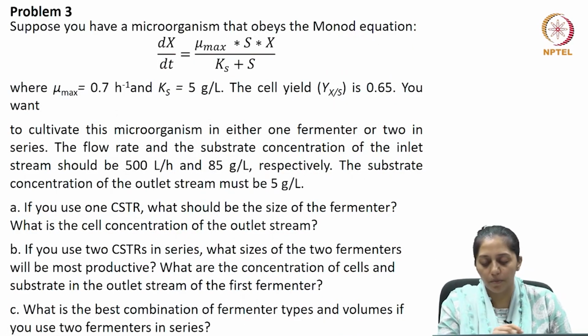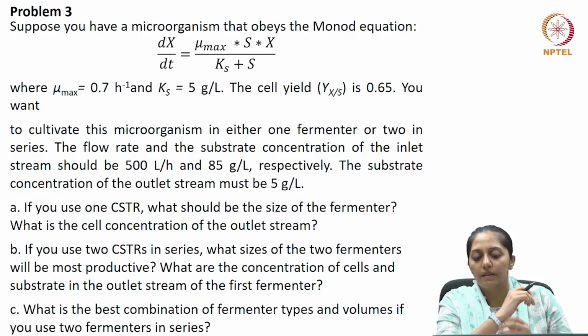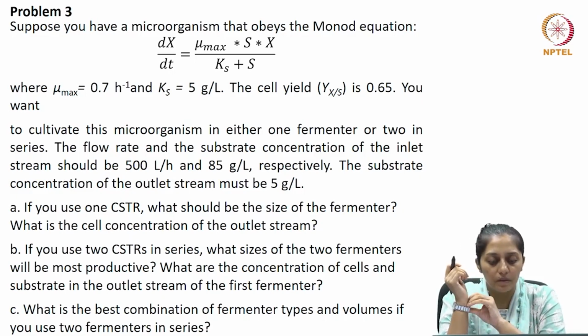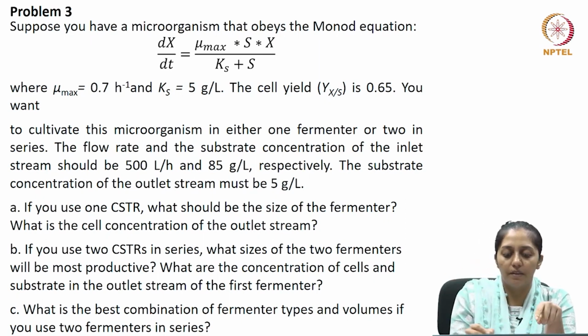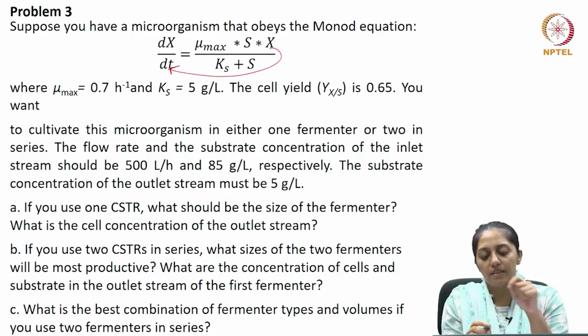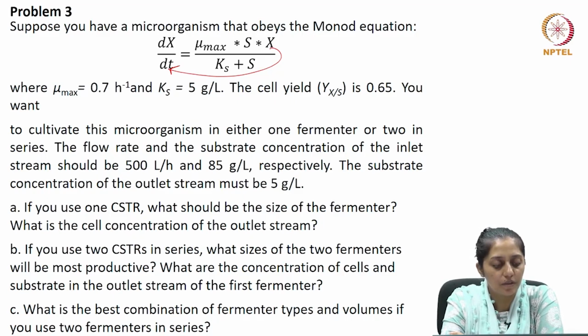Let us see the third problem. Suppose you have a microorganism that obeys the Monod's equation. So, I hope you can understand from where this dx by dt is coming. In turn this is 1 by x, so this x goes here. So, this is nothing but 1 by x dx by dt, which has been rearranged, where mu max and Ks values have been provided in this model. The cell yield is 0.65.